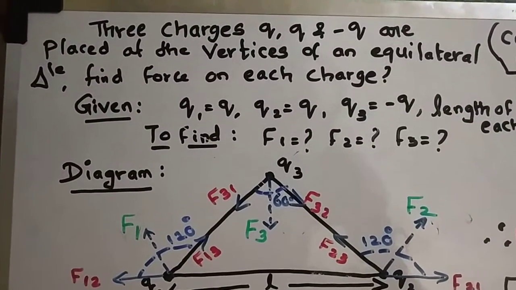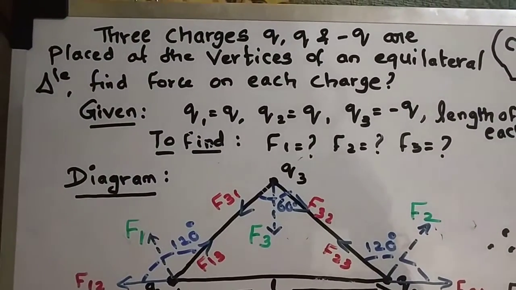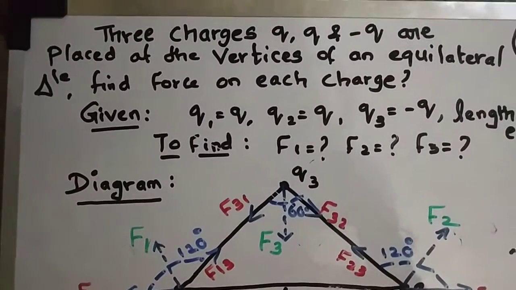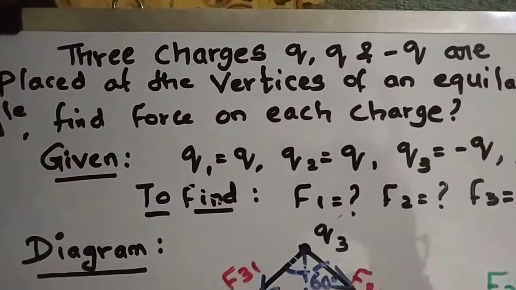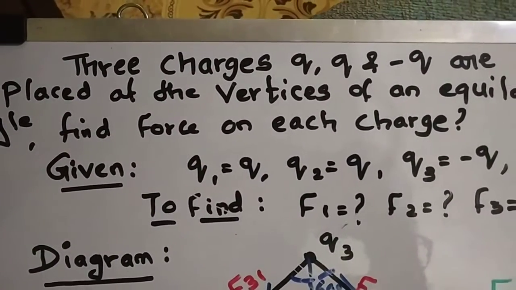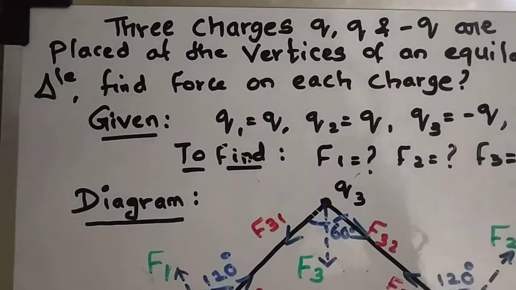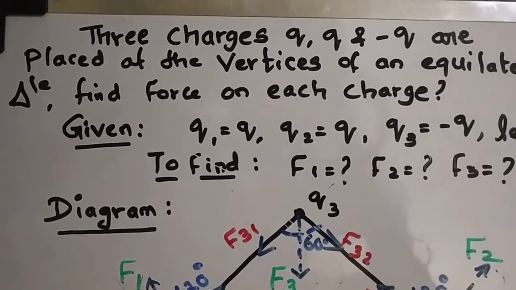Here we have one problem from CBSE physics. Three charges q, q and minus q are placed at the vertices of an equilateral triangle. Find the force on each charge.